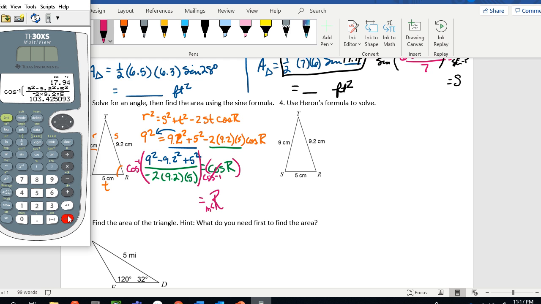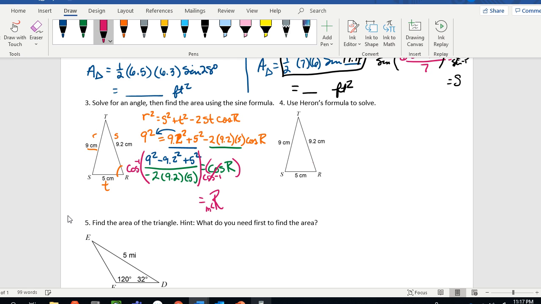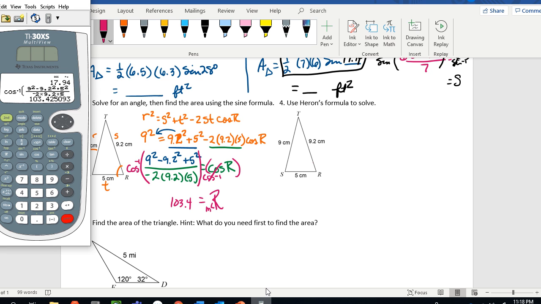103.4. That cannot be right. 103.4. I disagree. That is not the biggest angle and it's obtuse. Do you see how I just caught that I had to make a mistake somewhere? Let me go back and see. I caught it. It's right here. There was a plus sign on that 5, way too big. So I've got to enter it again.